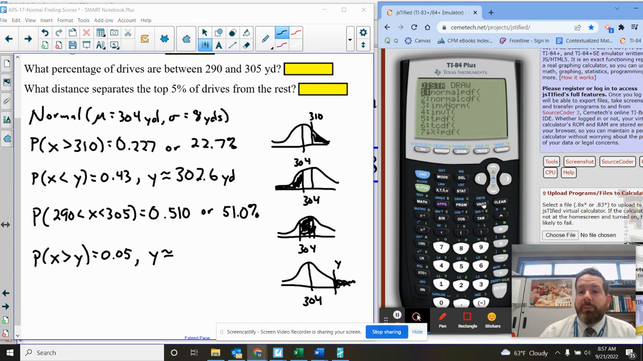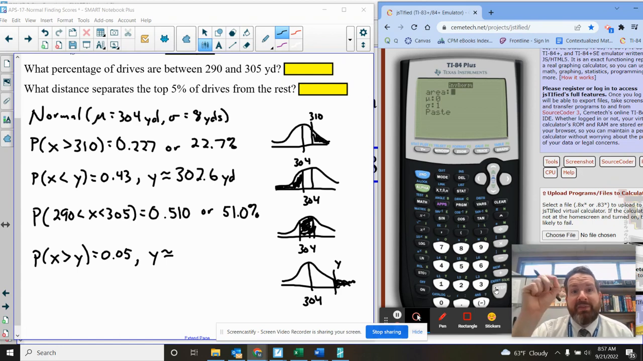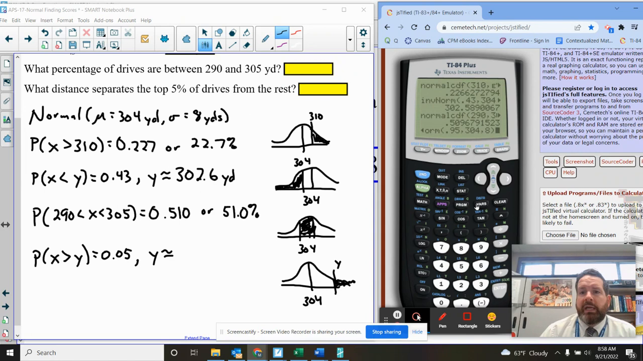And that then means that number should be, I don't know, let's find out. Back to our inverse normal. And here's where you have to remember. You always type in the amount of area left of the score you're trying to find. So even though we were given this 5% area, the number I type in the calculator has to be the other 95% that is below, to the left of that cut score. Always. Then the mean, 304, standard deviation of 8. And let's see what we got.